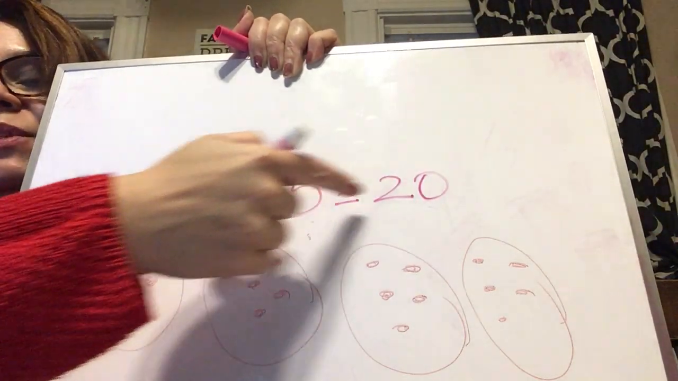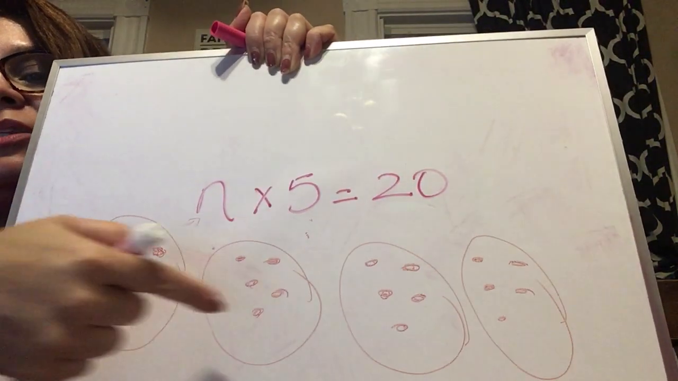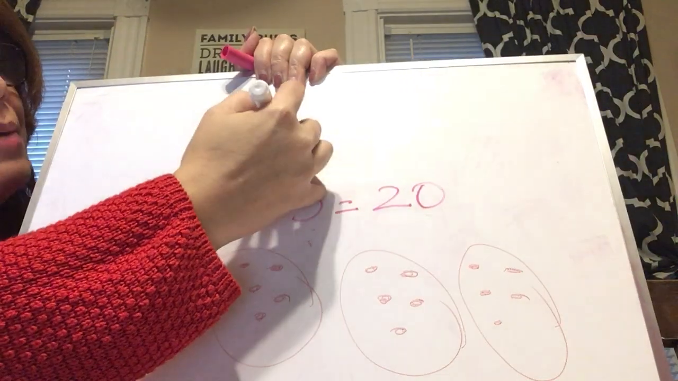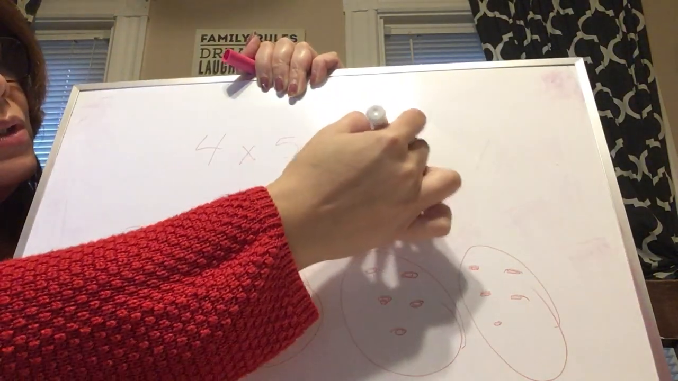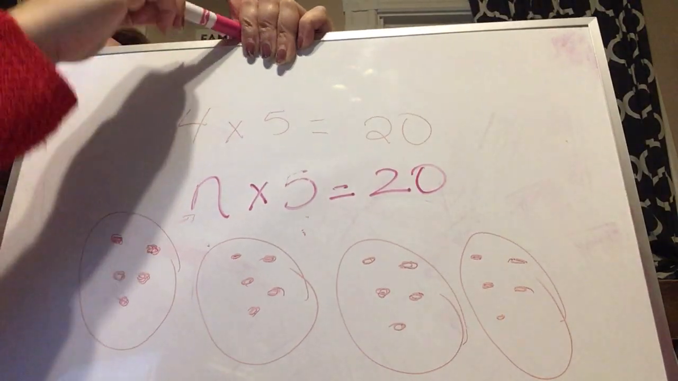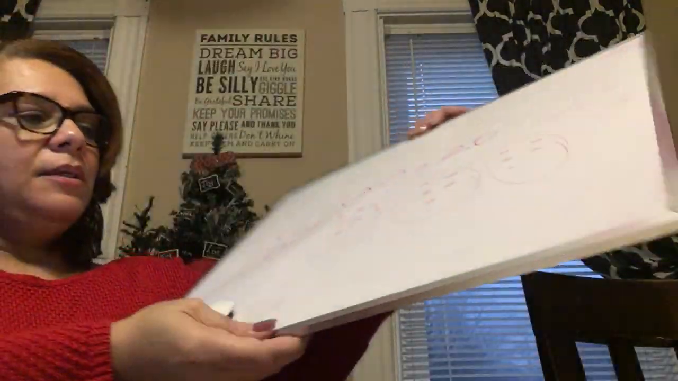N times 5 is how much? How many sets do we have? N is equal to 4. 4 times 5 equals 20. Let's do it one more time so that we all understand what to do.